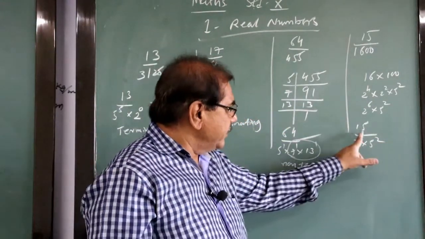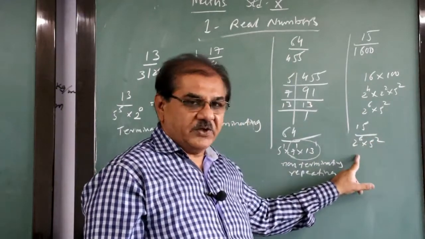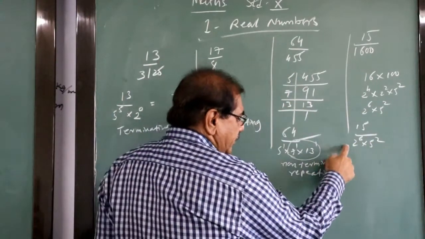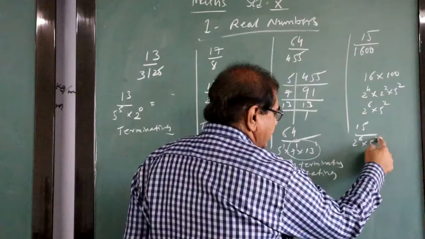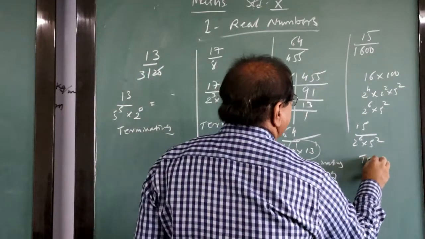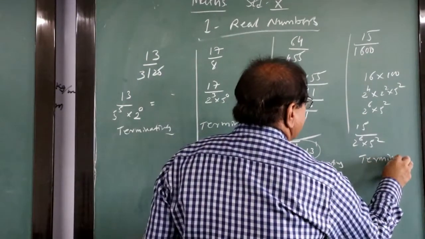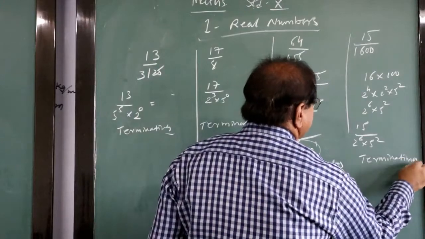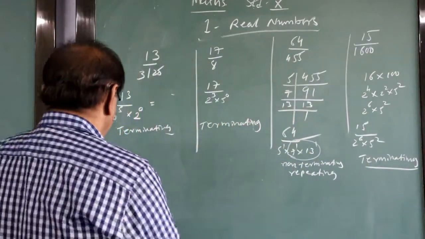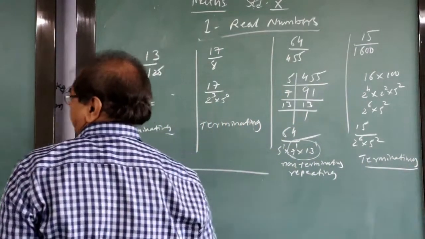The prime factorization of q is in the form of 2 raised to n multiplied by 5 raised to m. So it is terminating. It will be having a terminating decimal expansion. Okay? We take one more.